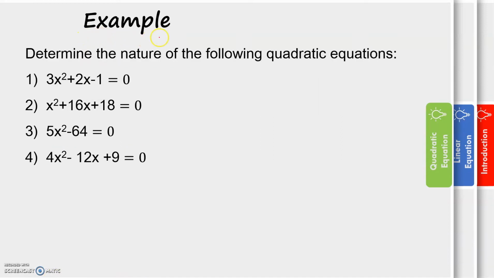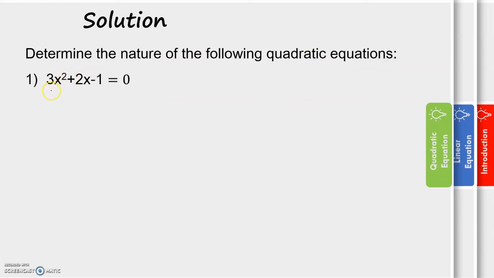To ensure your understanding, let's do some examples. These examples ask us to determine the nature of the following quadratic equations. We start with example 1. In this example, we have the quadratic equation 3x squared plus 2x minus 1. To determine the nature of the solution, we need to use the discriminant, given by the formula b squared minus 4ac. We have to check whether it is greater than 0, equal to 0, or less than 0.